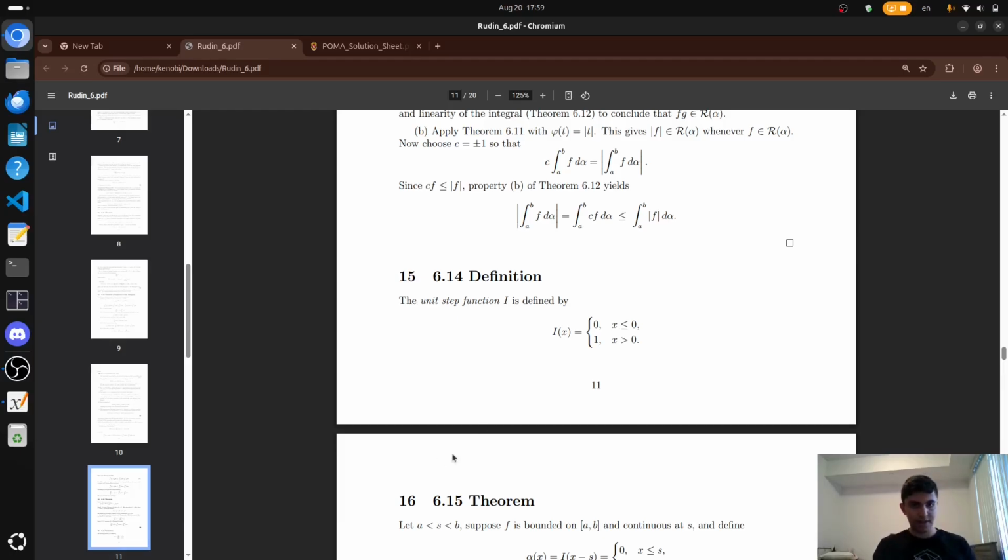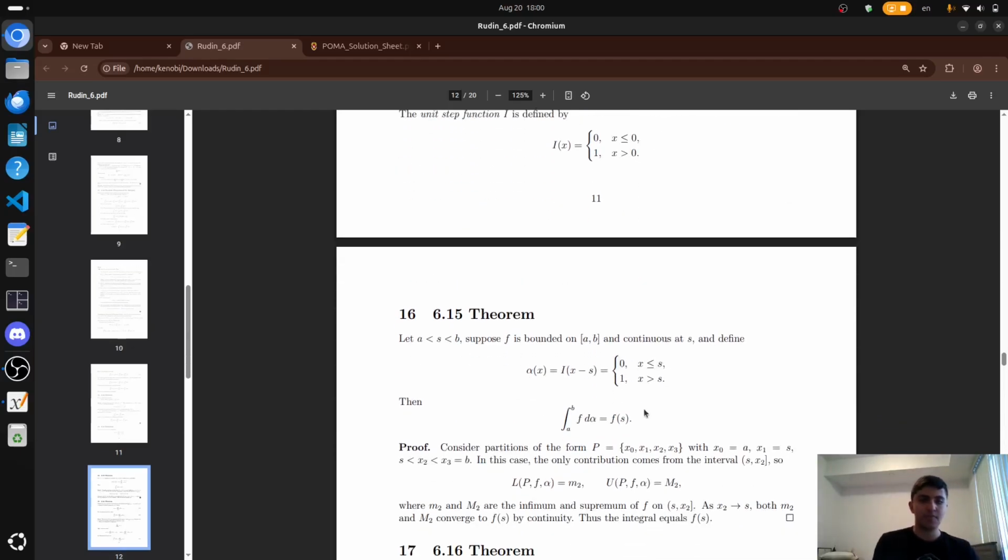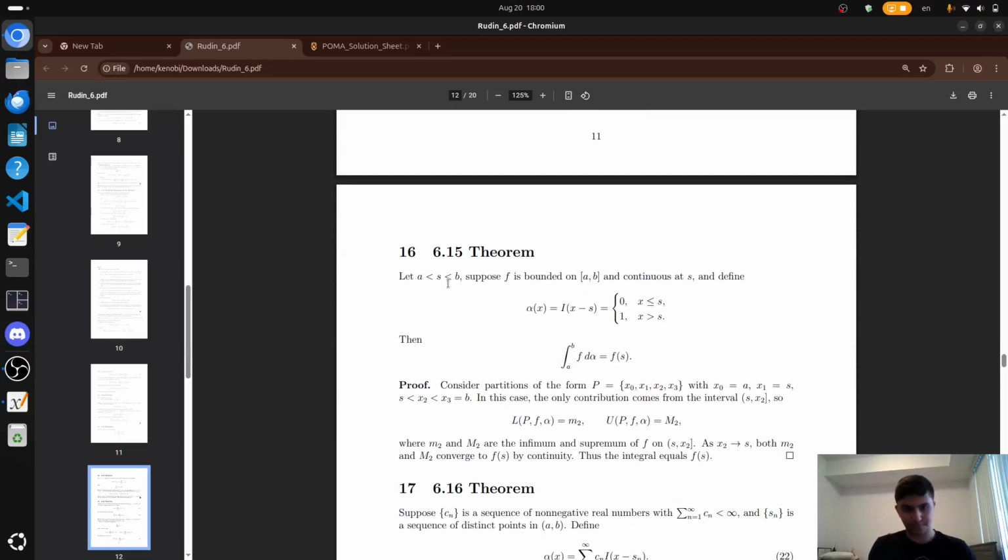All right. Now we have the unit step function I, defined by I of x is equal to 0 when x is less than or equal to 0, and 1 when x is greater than 0. So basically a jump between 0 and 1 at x equals 0. Now we have the following theorem. Let A less than S less than B. Suppose f is bounded on [A, B] and continuous at S, and define alpha of x equal to I of x minus S. Then the integral of f d alpha is equal to f of S. And that makes sense. Why?